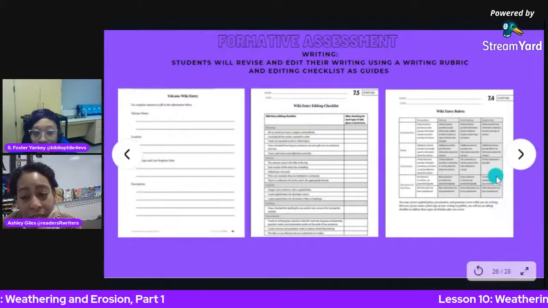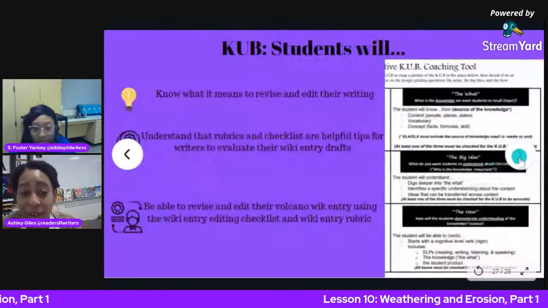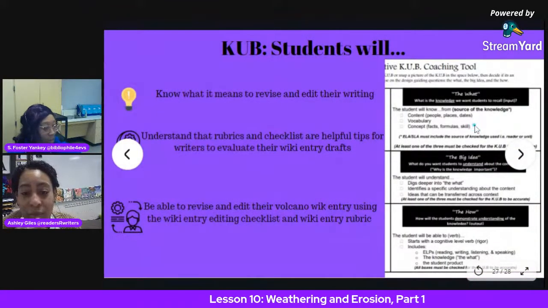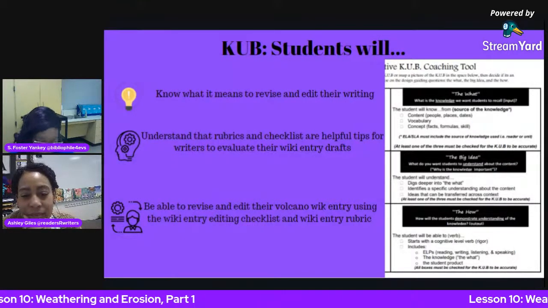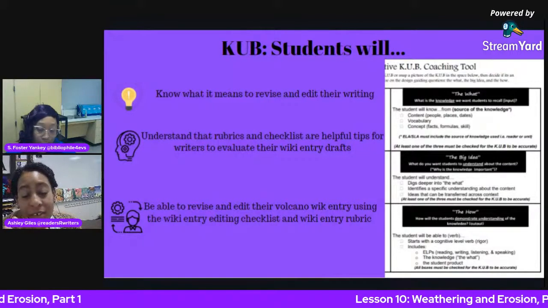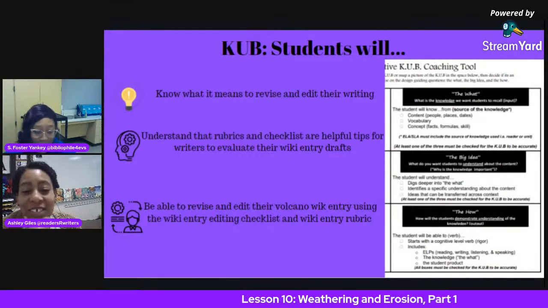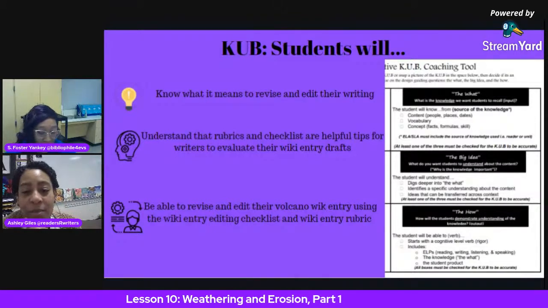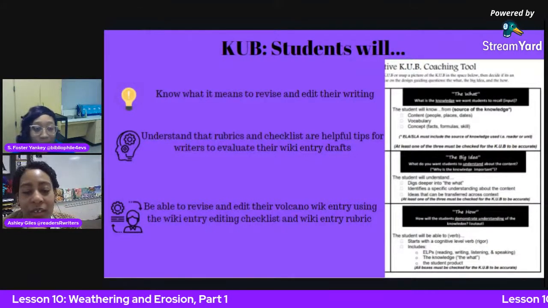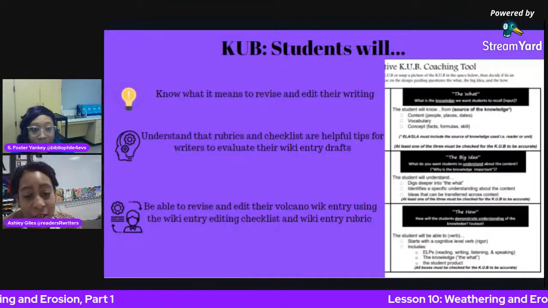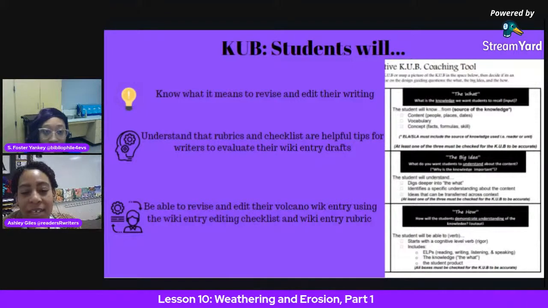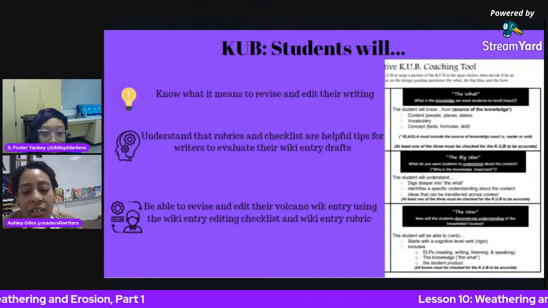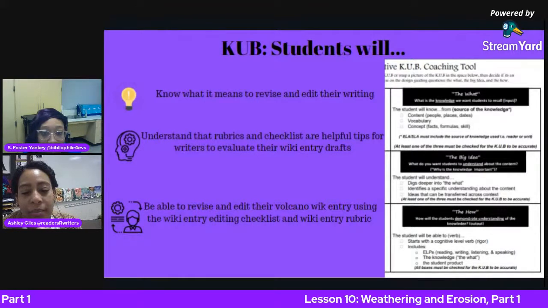So let's see what these KUBs say, based off that. We know this is what they're being assessed on. What do our KUBs say? The students will know what it means to revise and edit their writing. Students will understand that rubrics and checklists are helpful tips for writers to evaluate their wiki entry drafts, which I think is okay, though we may need to go back and talk about it. And finally, students will be able to revise and edit their volcano wiki entry using a wiki entry editing checklist and wiki entry rubric.